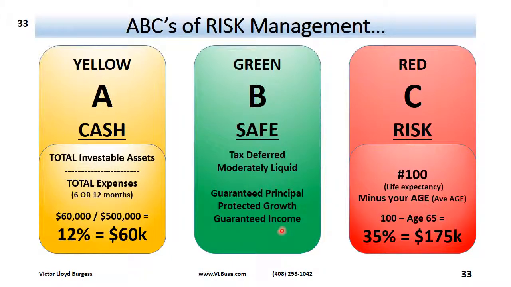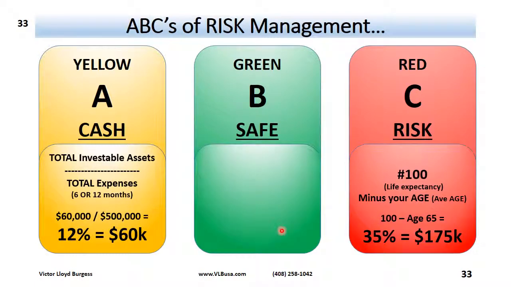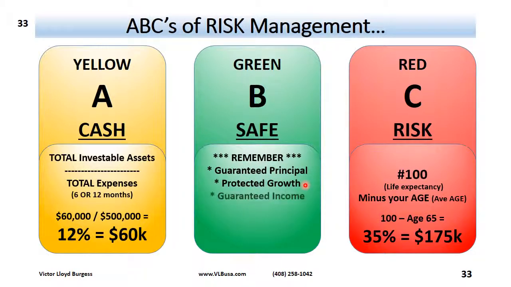How you calculate your green is simply the difference between those two. Remember though, you have to have guaranteed principal to be in here. You have to have protected growth to be in here. Otherwise, it doesn't count as green or safe money. Guaranteed income for life. So you take 100% minus the 12% for your cash, plus the 35% for your risk, and that leaves you with 53%, or $265,000 of the $500,000 that should be in your safe or protected money.